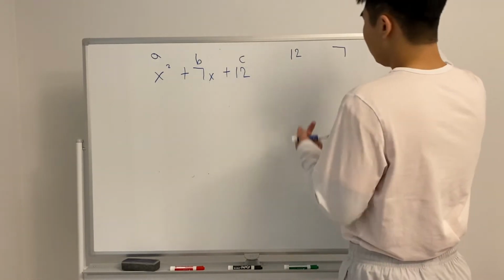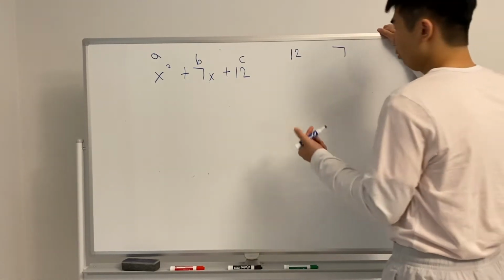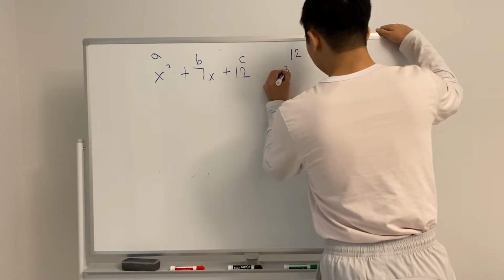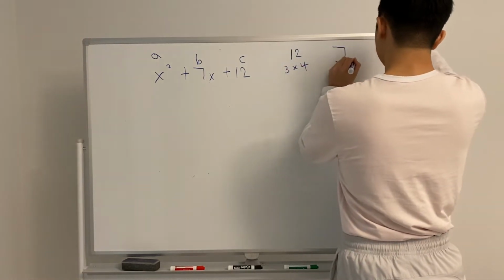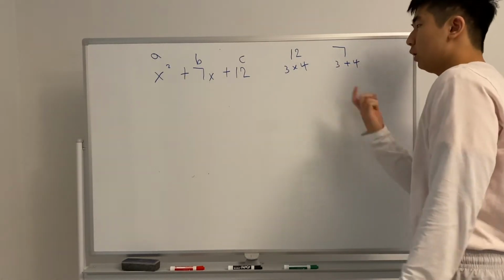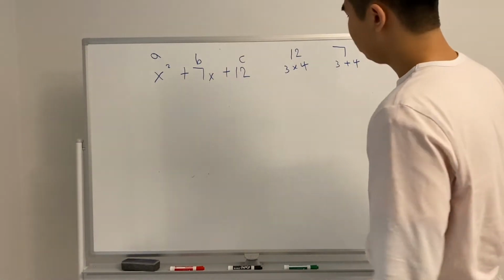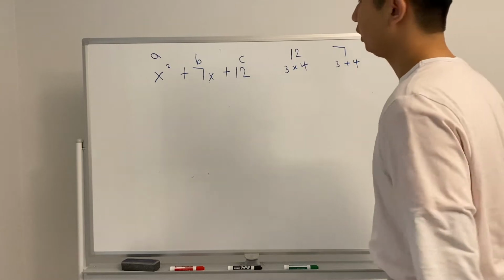So the two numbers that multiply to 12 and add to 7 are 3 and 4. 3 times 4 is 12, and 3 plus 4 is 7. But when you're first starting out, you might not know right away, but it's okay, just do trial and error, see what works until you get an answer.